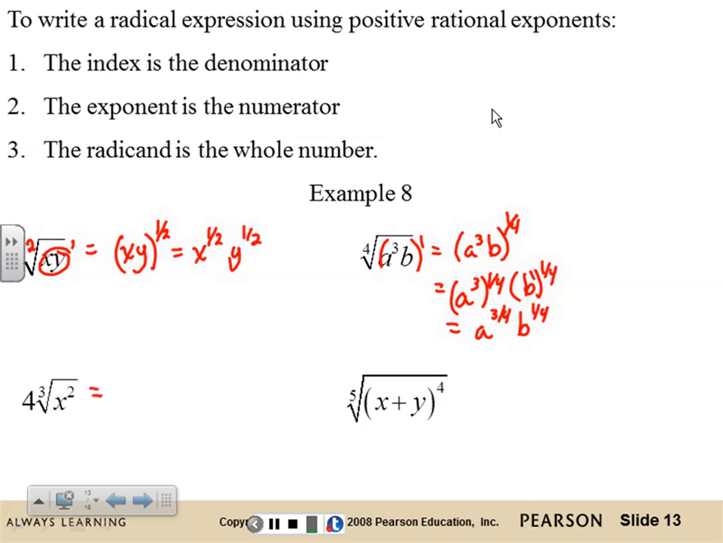So the next one, bottom left, the 4 is a coefficient. We're going to leave it out. So we're going to have 4 times x to the 2/3 power, which basically is 4x to the 2/3. So that square root has nothing to do with that 4, or the cube root rather. Alright, so for the last one, our base is a group, and then we're going to do power over index, and that's all you've got to do.